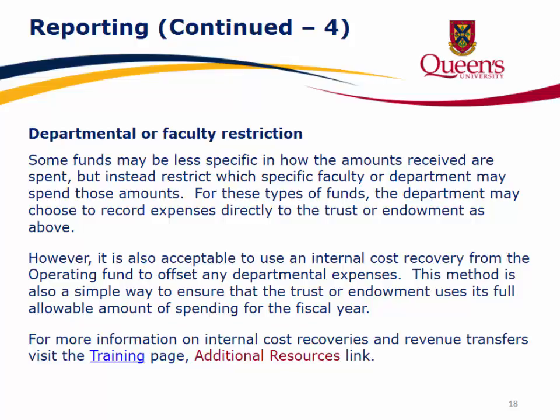This method is also a simple way to ensure that the trust or endowment uses its full allowable amount of spending for the fiscal year. For more information on internal cost recoveries and revenue transfers, visit the training page, Additional Resources link.